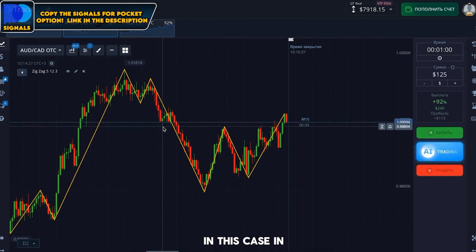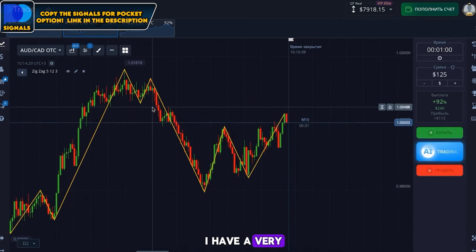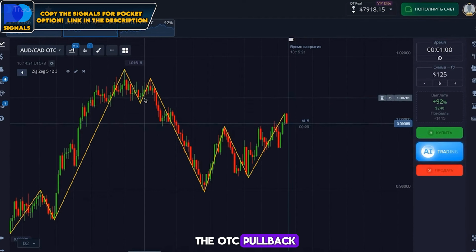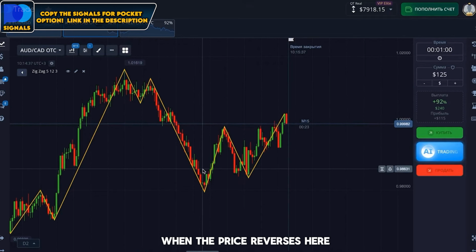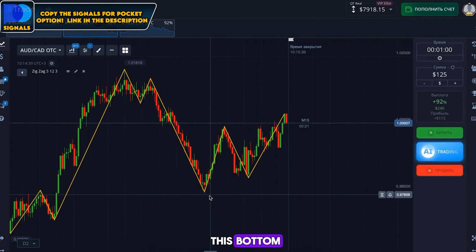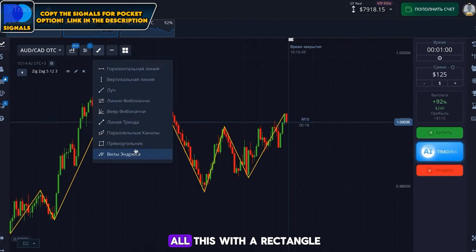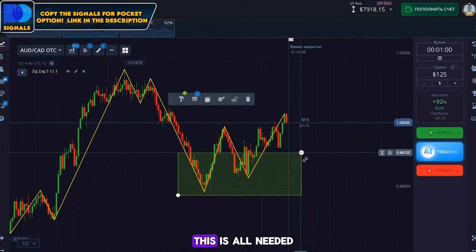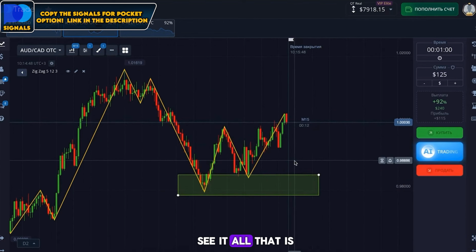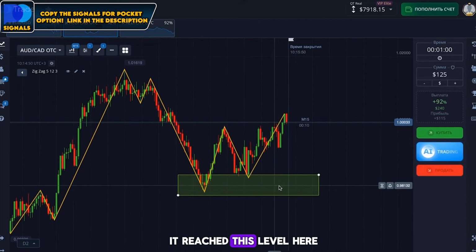In this case, in this currency pair, I have a very good upward trend for the OTC pullback. And what do we take here as the second point? We take the moment when the price reverses. Here it reversed and reached this bottom. Let me even mark all this with a rectangle. I'll quickly place it here like this. This is all needed so that you can see it all. That is, it reached this level here.